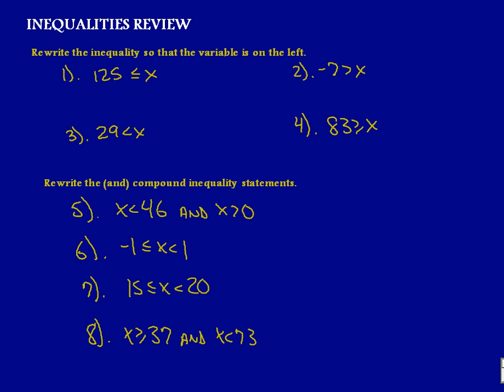Alright, looking at your inequalities review for your test, in this first section, all you have to do is put the variable on the left, which means here, to make this flip around so it's on the left-hand side, all you have to do is flip the sign around. X is bigger than or equal to 125. Same here, x will now be less than negative 7. Number 3, x is greater than 29, and x is less than or equal to 83.